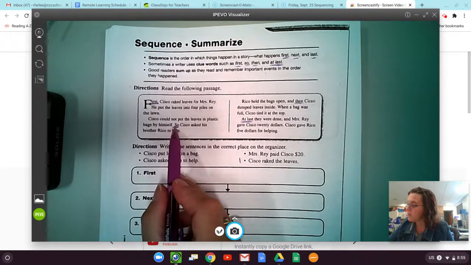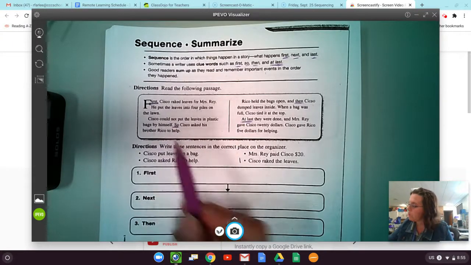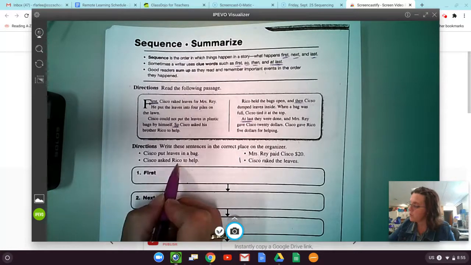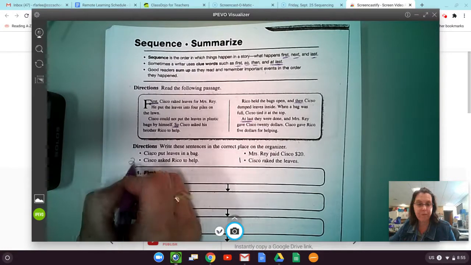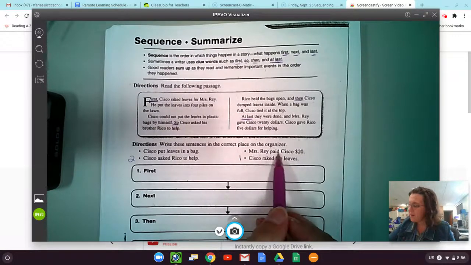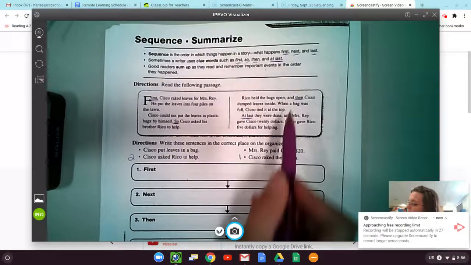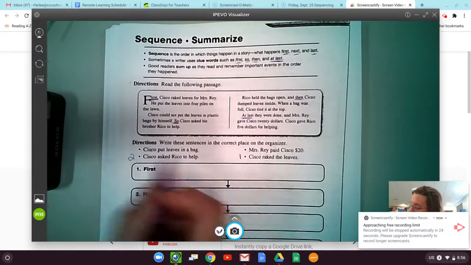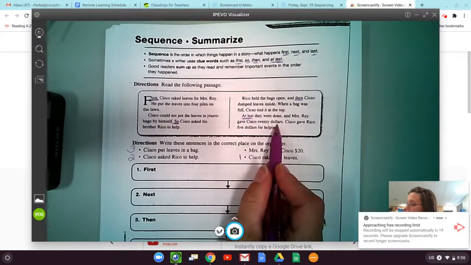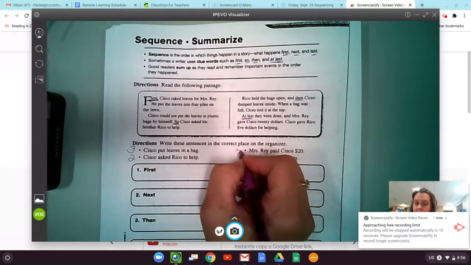So this was our next clue. He asked his brother for help. Which one talks about asking for help? Cisco asked Rico to help. So there's number 2. He got paid. Nope, that was the end. Cisco put leaves in the bag. There we had the then. He put leaves in the bag. And finally, he was paid. Mrs. Ray paid Cisco. So there's number 4.